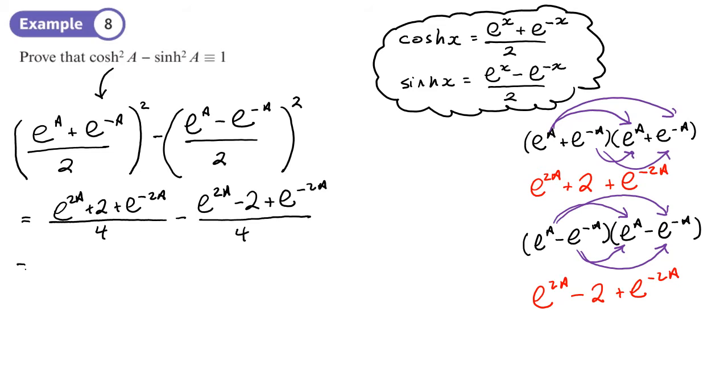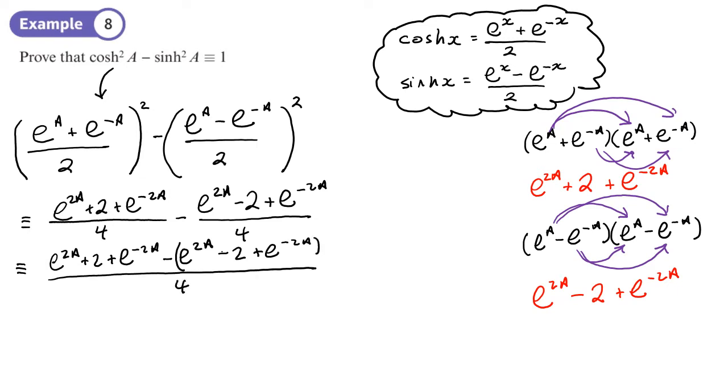Now they're over the same denominator, so I really should use these identity signs rather than equals, because these are true for all values of a. So that would be e to the 2a plus 2 plus e to the minus 2a. Now we need to be careful here. Minus e to the 2a. Actually, let's put it in brackets. Minus 2 plus e to the minus 2a, like that. All over 4.